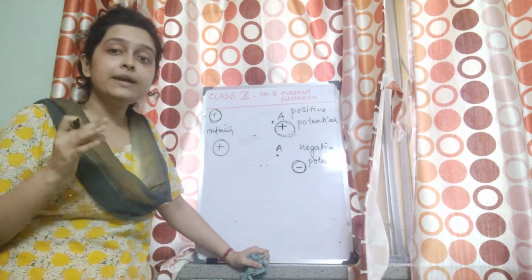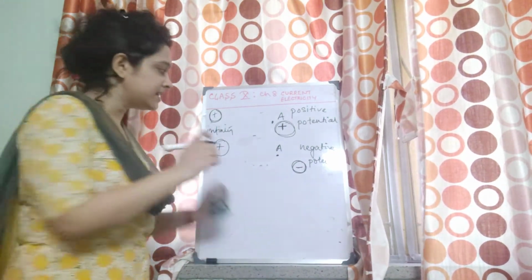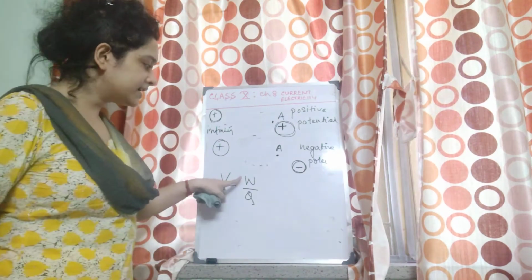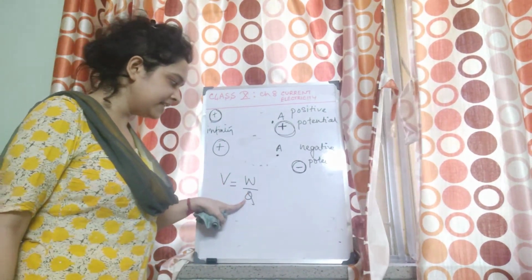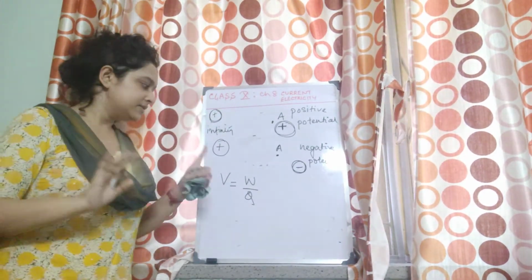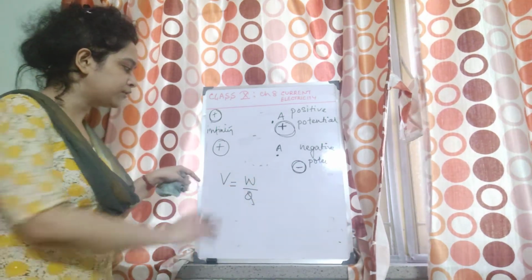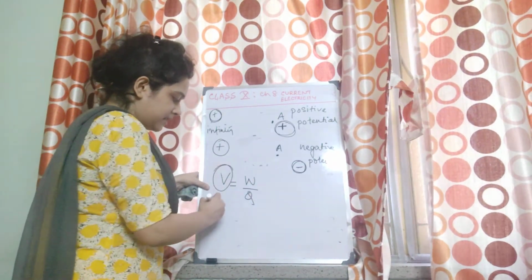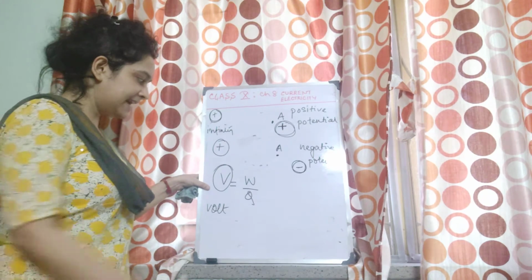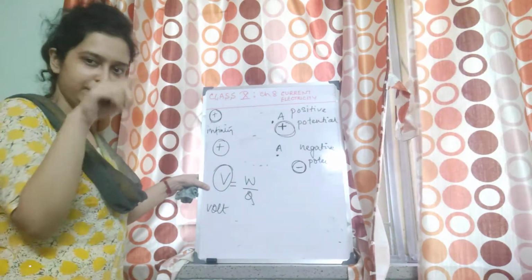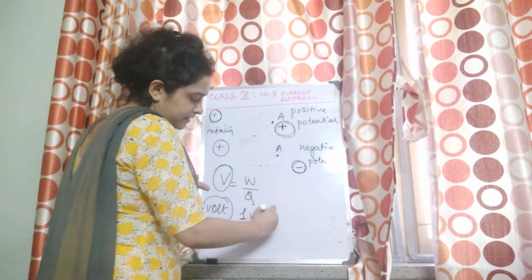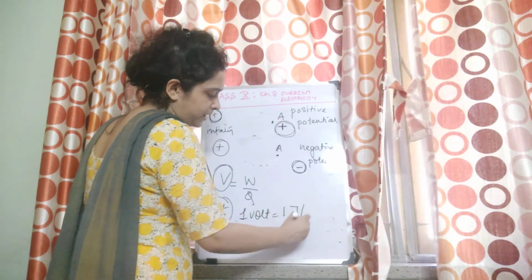And how do we mathematically measure potential at a point? V is equal to W by Q: work done per unit charge in bringing the positive test charge from infinity to the point where we want to measure the potential. So what will be the SI unit of potential? Volt, named after the scientist Alessandro Volta. That's why in abbreviation it is capital V. Volt is the SI unit. So 1 volt is 1 joule per coulomb.